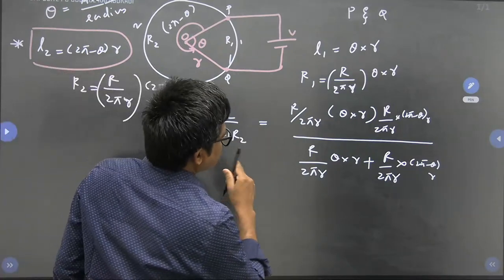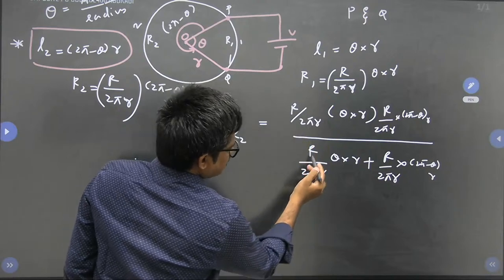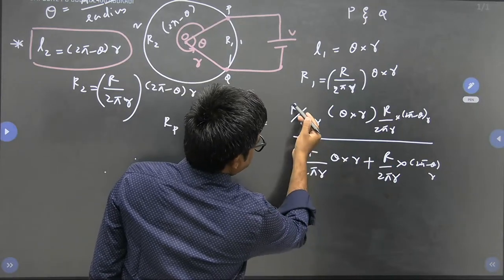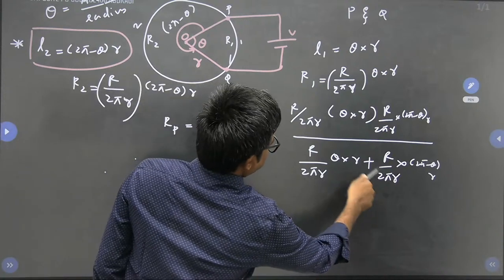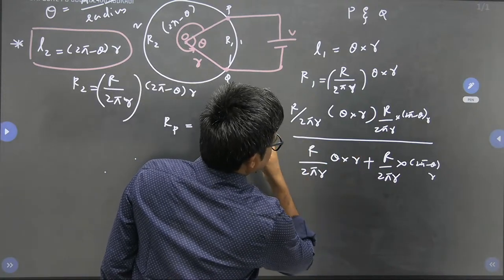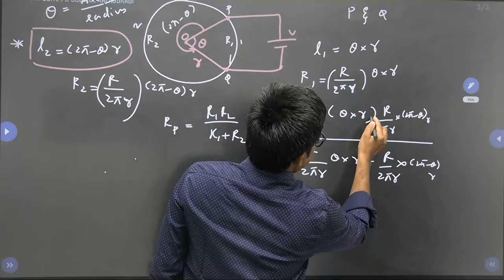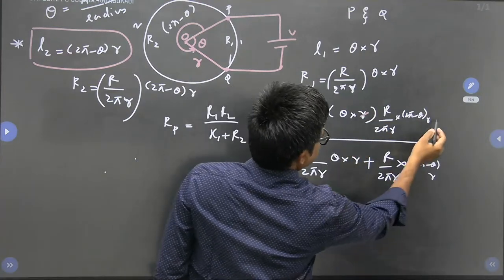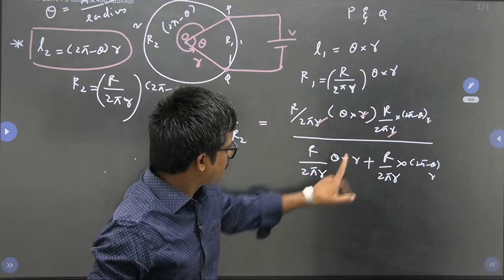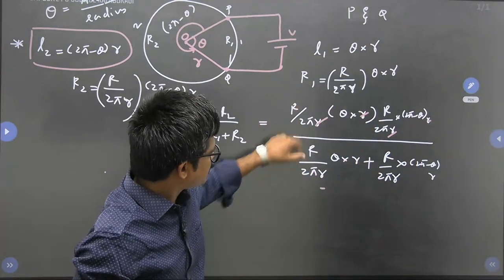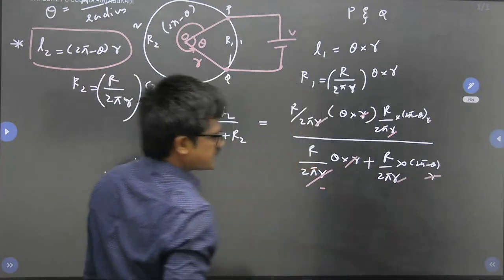What will be common here? In the denominator, R and R will come out common and one R gets cancelled. Here 2 pi R, 2 pi R, one 2 pi R gets cancelled. Right or not? Here also R gets cancelled. This R cancels with this R. Here 2 pi, 2 pi, one 2 pi will come and gets cancelled here. This R also gets cancelled here.